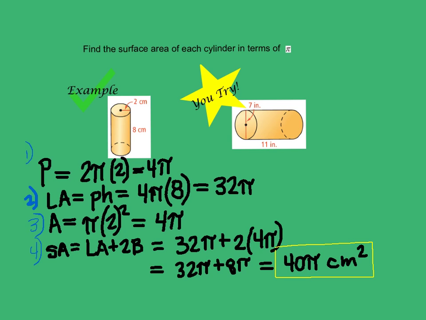So your last problem, you try. Here's your picture over here. Don't let it confuse you since it's on its side. Our bases are still the circles. And the 7, it looks like it's referring to the whole thing, you guys. So 7 is our diameter here. So don't let it trick you. Radius is just half your diameter.